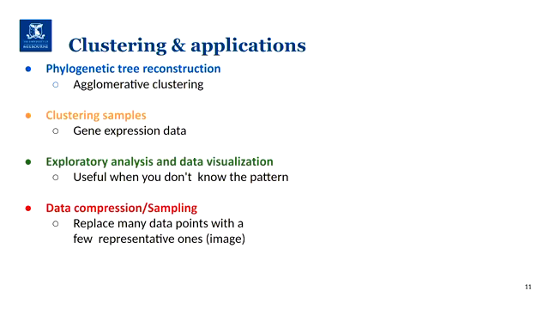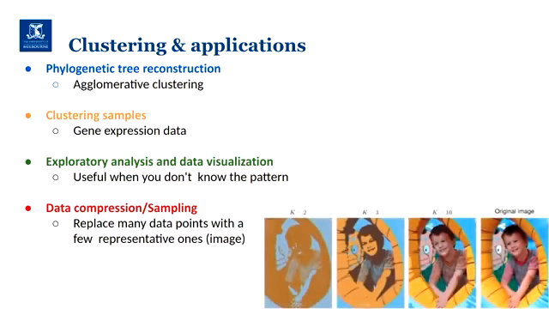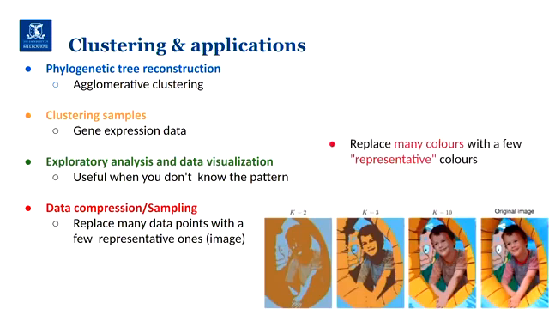Clustering is also very important for data compression and sampling, and this has been quite important, for instance, for image analysis. The main idea for data compression is that we want to replace many data points with a few representative ones. For instance, on an image, we can represent many colors as a few representative ones. So it's the same image using only 10 colors, 3 colors, and 2 colors. In that sense, we're using less information and different levels of detail on that image, and you spend less space saving it.